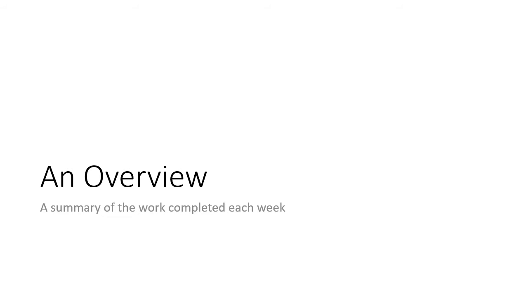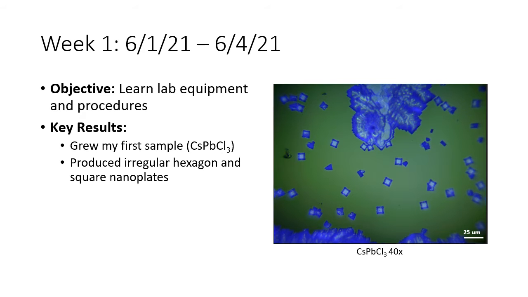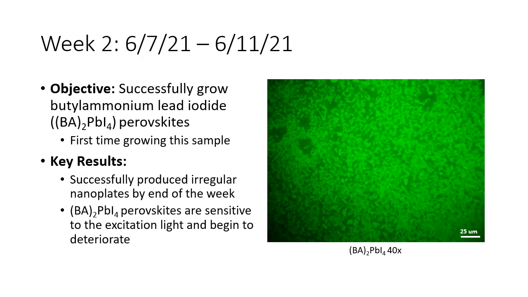I will now be providing a brief overview of the work I completed each week. The very first week was primarily about getting used to using the lab equipment and the lab procedures. And here on the right you can see I also grew my very first perovskite sample. This is a cesium lead chloride sample, and we started with this one because we already had an established recipe for the sample.